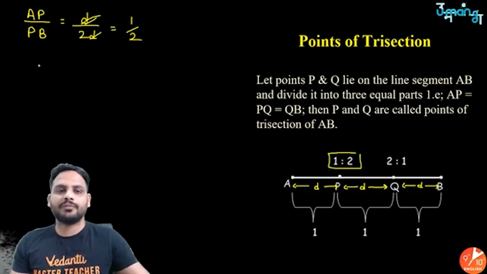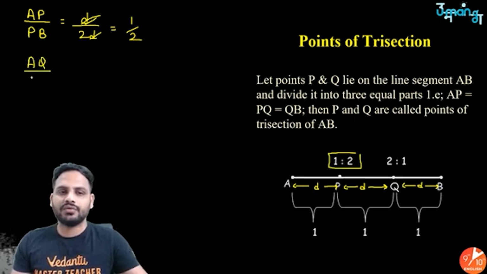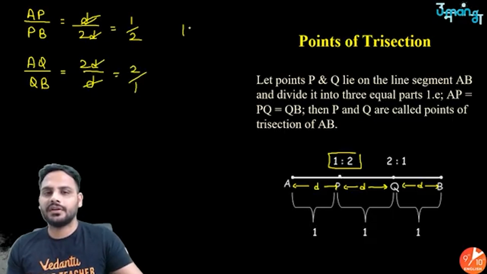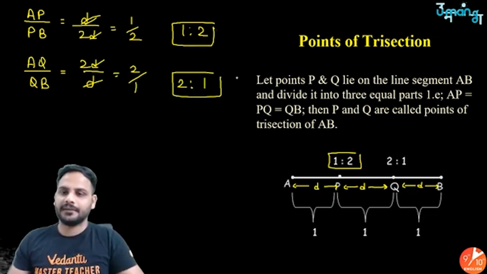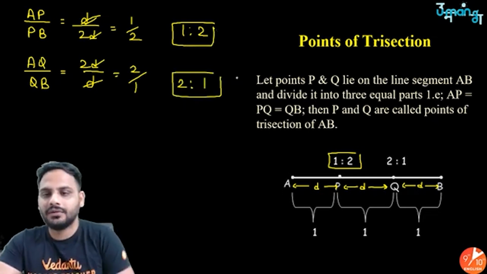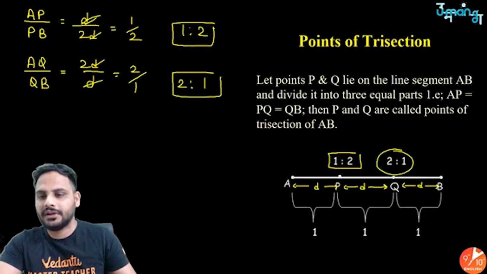For this point Q, we have AQ upon QB. So AQ is equal to D plus D, 2D, whole divided by D. D to D got cancelled, 2:1. So here the ratio is 1:2. Here the ratio is 2:1. Alright, got it beta? This is how this question will be done.